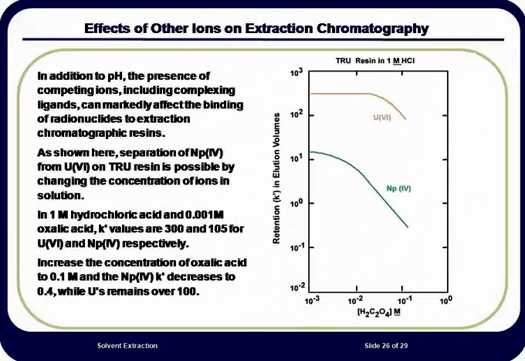The effect that high or low acid concentrations have on capacity factors can also be modified by the addition of other complexing agents. In this example, the concentration of hydrochloric acid is held constant at 1 molar, while the concentration of oxalic acid is increased. The K' value for neptunium-4 falls off much more sharply than does that of uranium-6. Thus, at concentration of 100th molar oxalic acid, effective separation of uranium from neptunium can be achieved. Here again, the oxidation state of the transuranic is important.